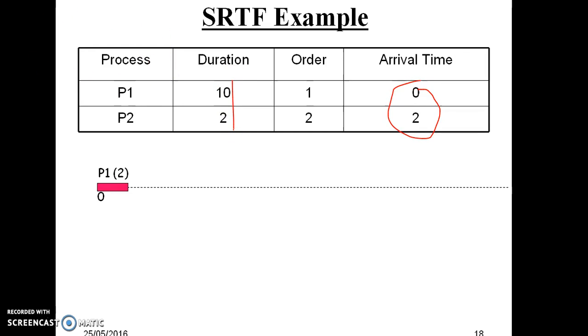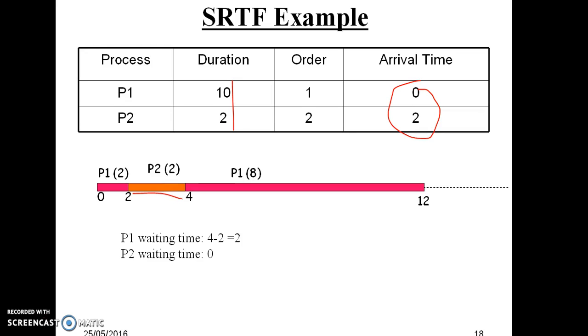So at time 0 the P1 process is available, and after 2 milliseconds the process P2 arrives. After 2, the CPU will be allocated to P2, and P2 requires 2 units of time, and then the remaining time is allocated to P1. In this case P2 requires the minimum time, but it has not arrived at time 0, so we allocated the CPU to P1 initially.